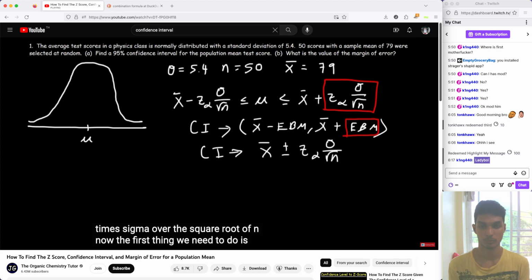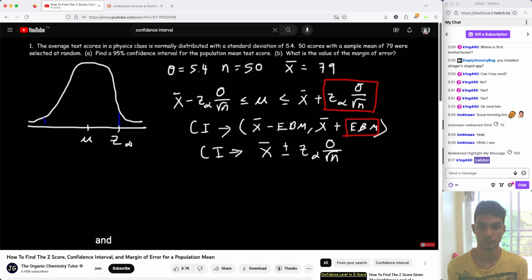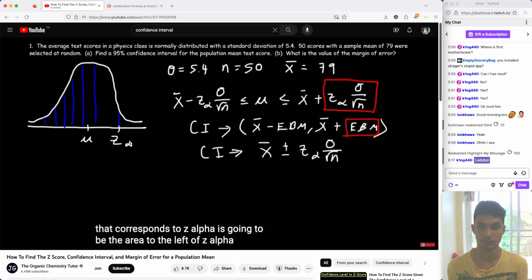Now the first thing we need to do is determine z alpha. Z alpha is going to be somewhere to the right of the mean. And the area that corresponds to z alpha is going to be the area to the left of z alpha, so the area of the shaded region highlighted in blue. Now there's a formula that can help you to calculate that area to the left.